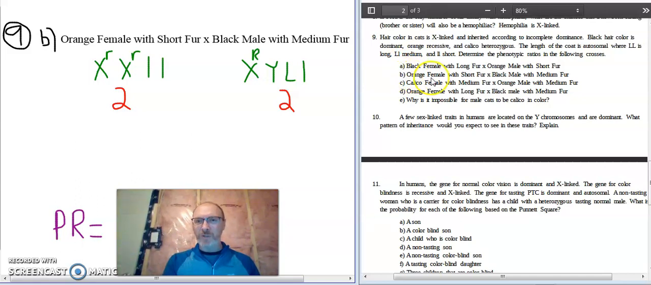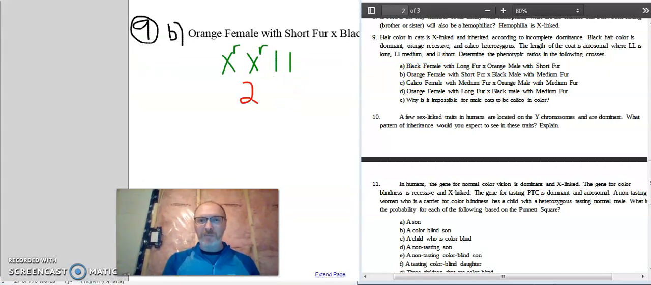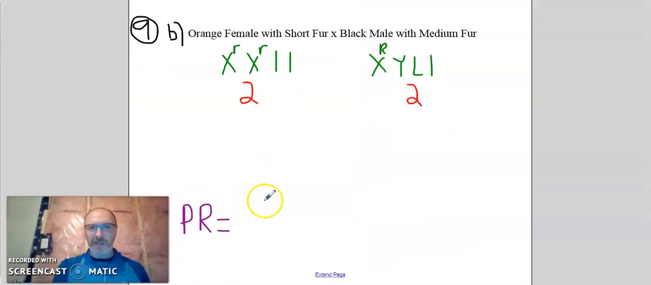Question B says an orange female with short fur is crossed with a black male with medium fur. Okay, so we're going to just make this a little bigger here and work on this sheet for the rest of the video. So an orange female, okay, because it's female, we have to have the two X chromosomes here. And again, because it's orange and that's recessive, you have to have two little r's written as superscripts at the top right of the sex chromosomes.